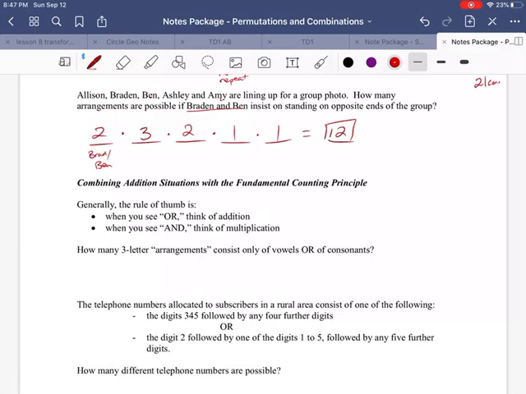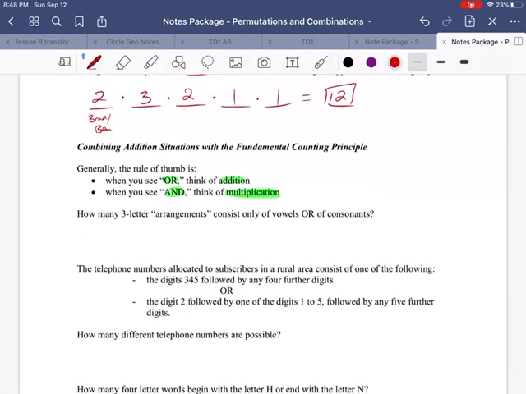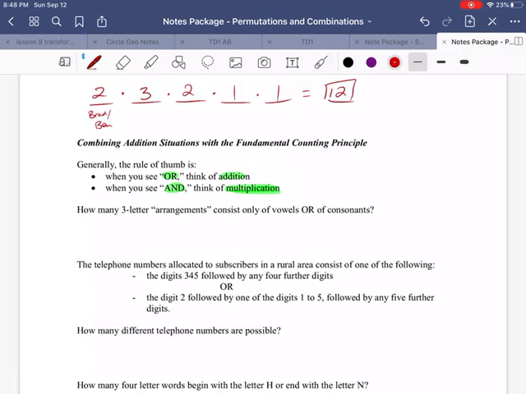Okie dokie. Now we're going to combine addition situations with the fundamental counting principle. Generally the rule of thumb is when you see or, think addition. When you see and, think multiplication. How many 3-letter arrangements consist of only vowels or consonants? So this is addition. Right. So we've got 2 situations. Either they're going to be vowels or they're going to be consonants. All right, and we can add the 2 situations here.